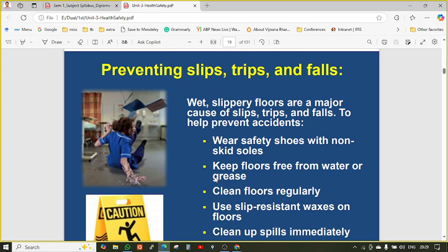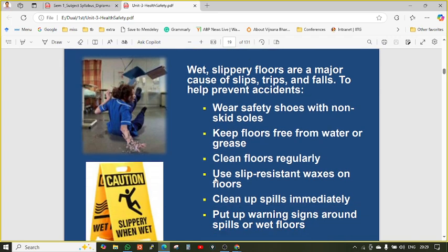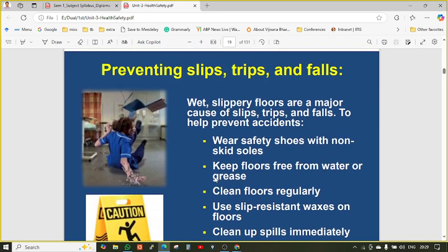Slips, trips, and falls. These are the first physical hazards, and you can get them everywhere, even in your workplace, your home, or your institute. Even in your bathroom, if you are not cleaning it properly and you are in a hurry, then like this lady, you can slip in your bathroom and get injuries in your hand or leg. So this is a common thing.